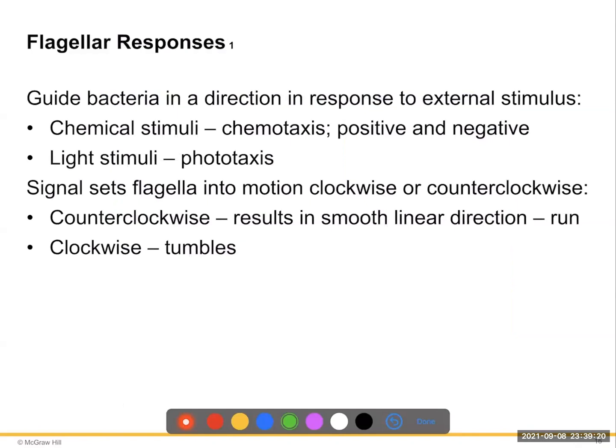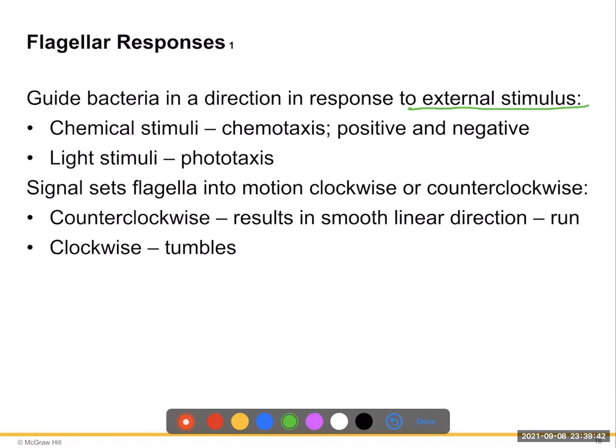Responses that the flagella do. They guide bacteria in a direction in response to external stimulus. So if the environment turns acidic or unhealthy to the bacteria, it propels it out of the environment. Or it can move towards a chemical signal or light or something like that also.